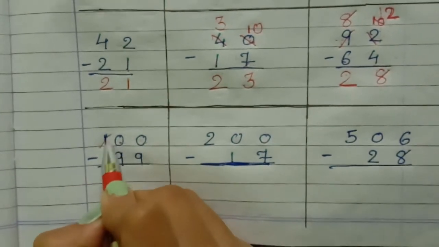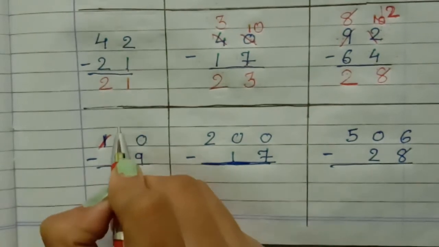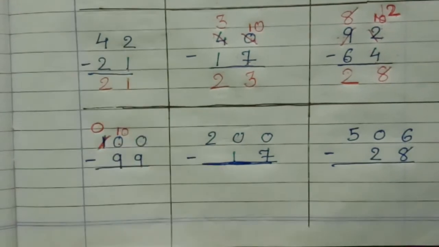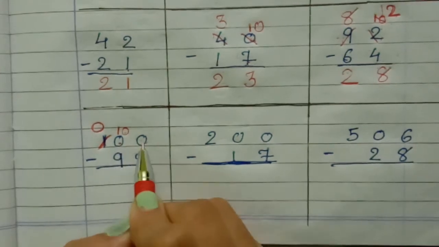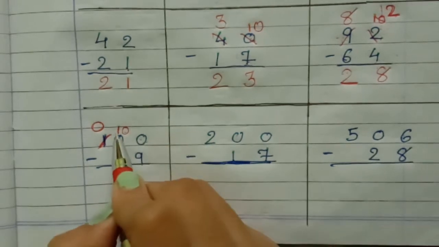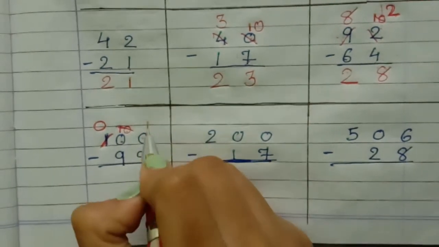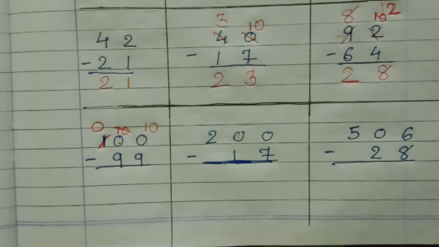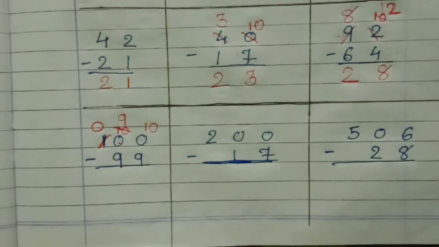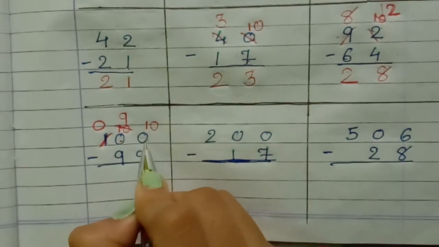So here this 100 will give 1/10 to the tens place. So 1 already gave 1/10, so 1 has remained 0. Now the ones place has to borrow from this 0. So this tens will give 1/10 to 0. So this 10 has remained 9. And 10 plus 0, 10.